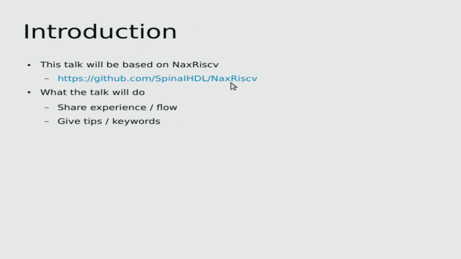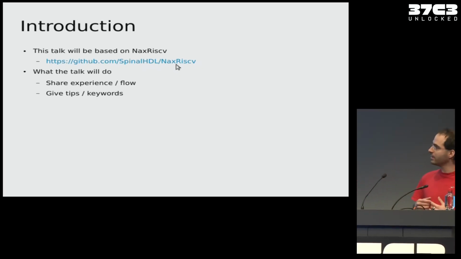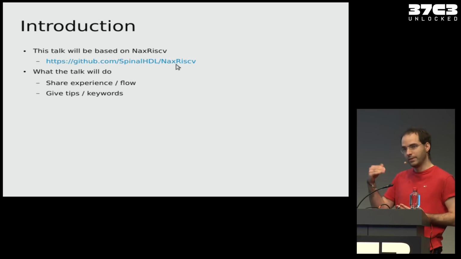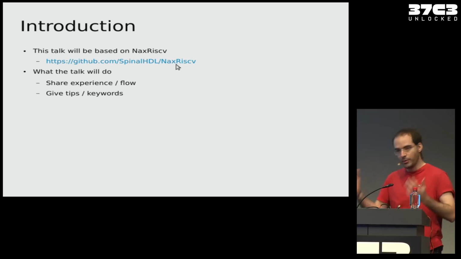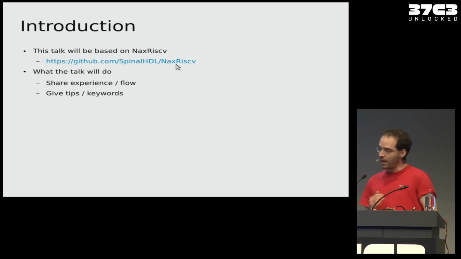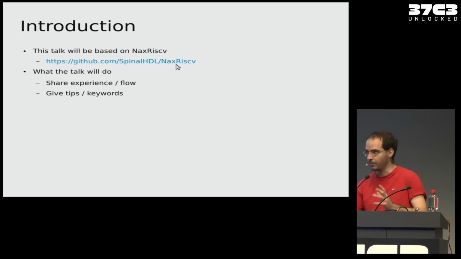This talk will be based on NaxRiscv, a project which started 2 years ago, where the idea was to develop an FPGA RISC-V softcore with a few not-so-common features for an FPGA softcore, like out-of-order execution, out-of-order memory load and store, multiple issue, so multiple instructions executed each cycle, memory coherency, and multi-core support. So really a lot of features. The idea was to push that forward and also to experiment with other ways to describe hardware.